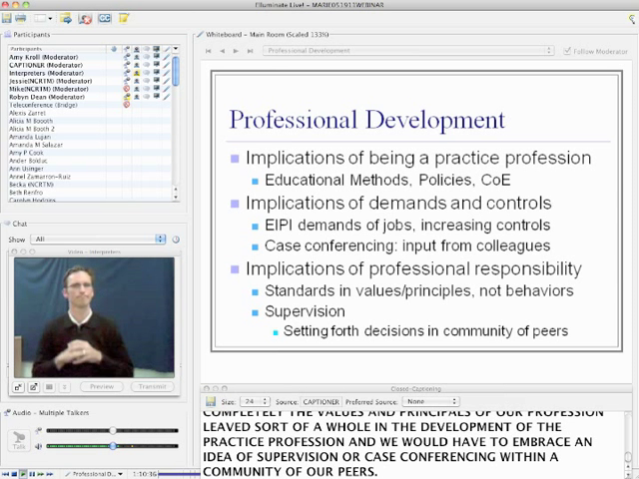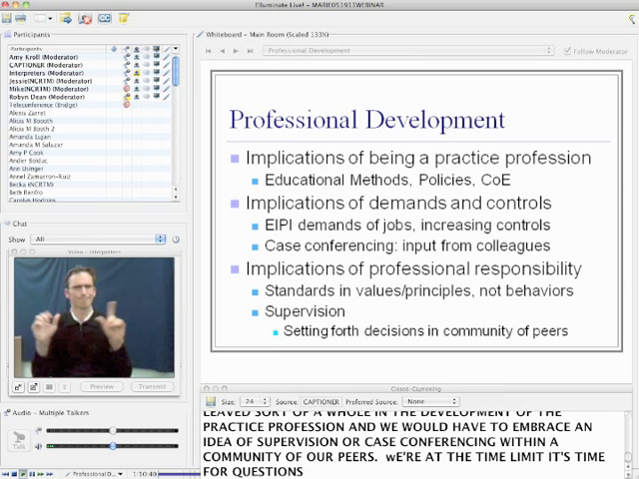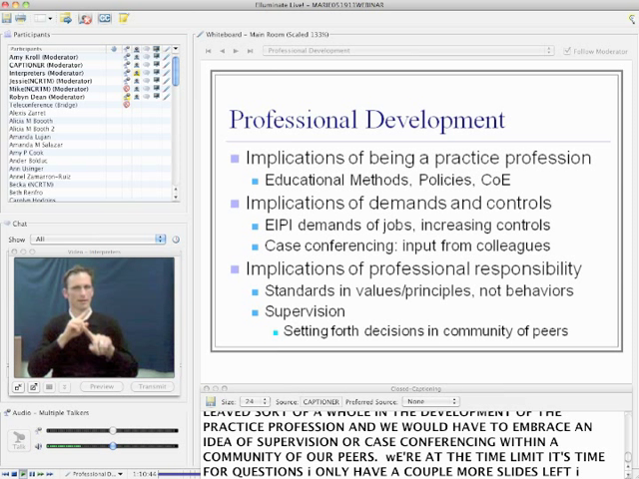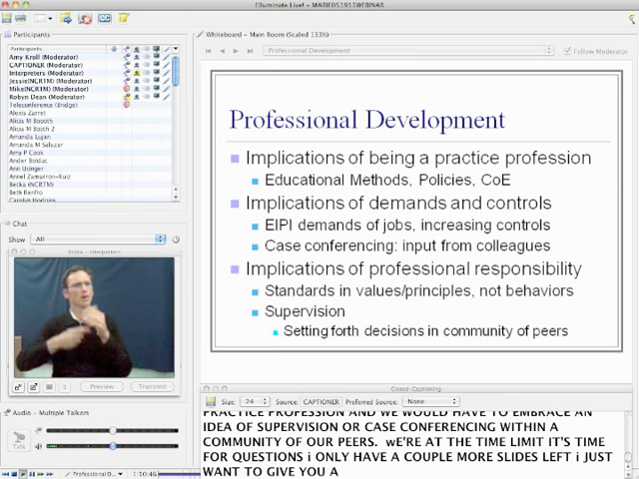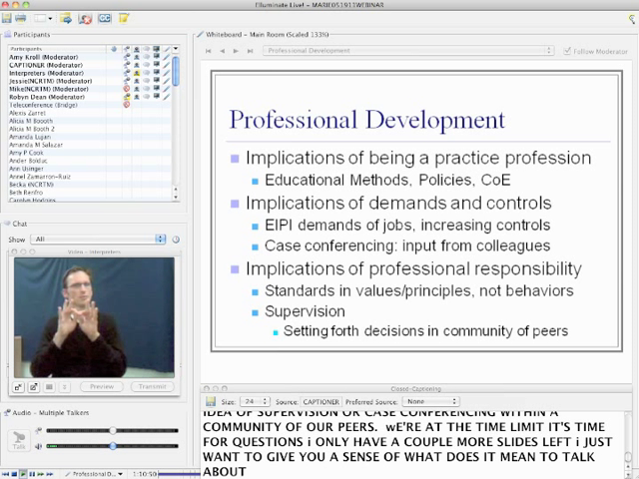We're at the time when it's time for questions. I only have a couple more slides left that I would like to finish. It shouldn't take me too long. I just want to give you a sense of what it means to talk about supervision, because this is, in many ways, one of the huge shifts that I see as important to the development of this profession.